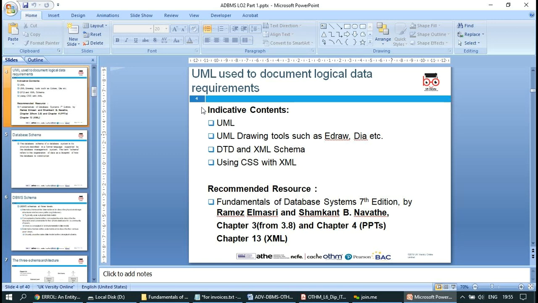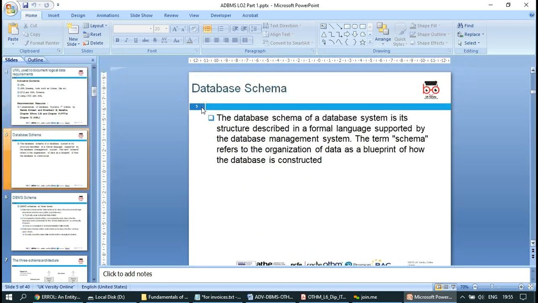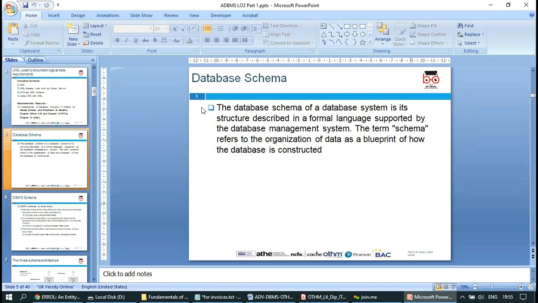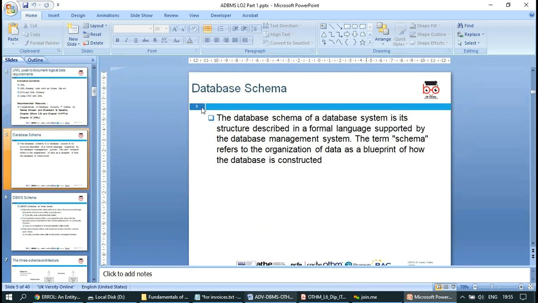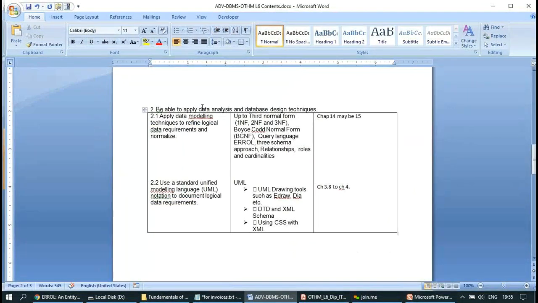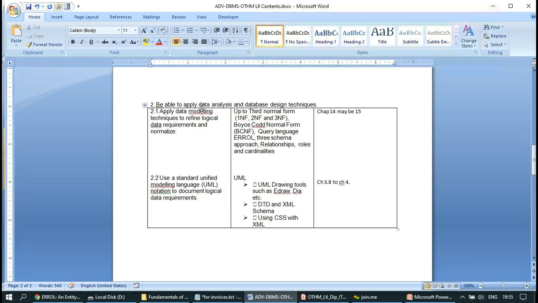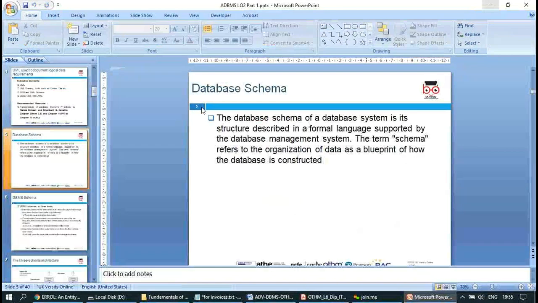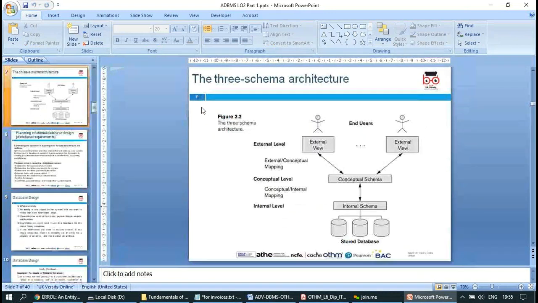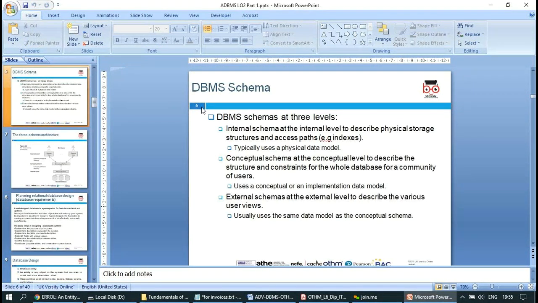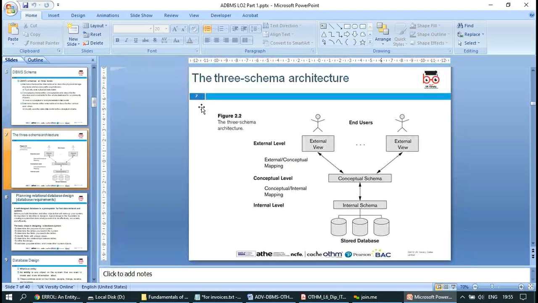Okay, so let us move on. So database schema, these are the topics included in this LO. That's why I have repeated. However, I believe you should be able to understand this very well. You must have gone through these conceptual, internal and external schemas, isn't it?